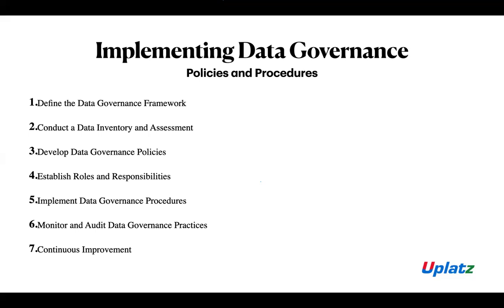To summarize this topic, implementing data governance policies and procedures is a systematic process that requires careful planning, stakeholder engagement, and ongoing management. By following the steps and utilizing relevant illustrations, organizations can establish a robust data governance framework that ensures data quality, compliance, and security. Continuous monitoring and improvement will help adapt to evolving data challenges and regulatory requirements, ultimately leading to better data management and strategic decision making.